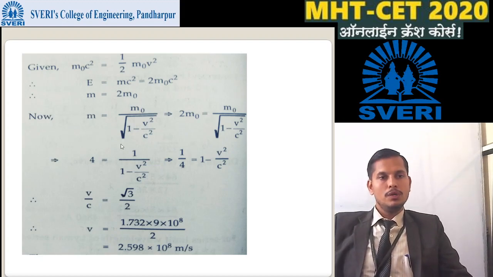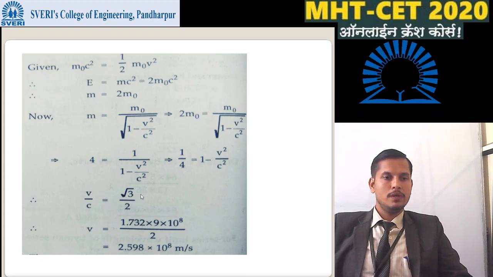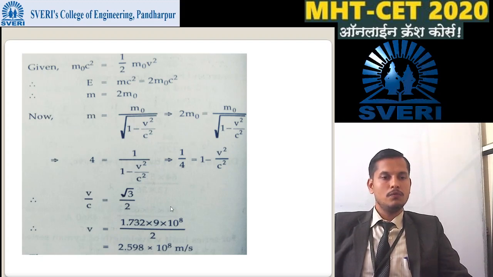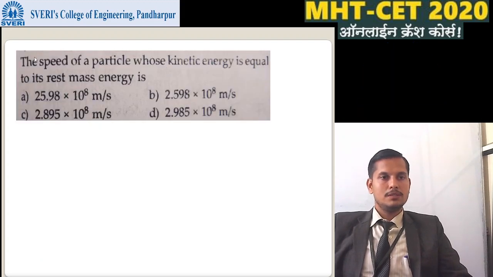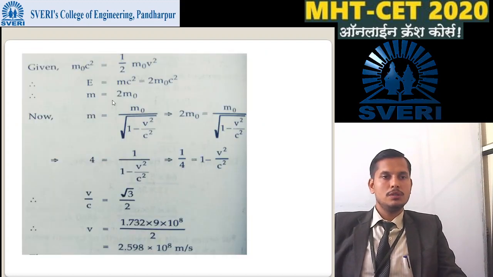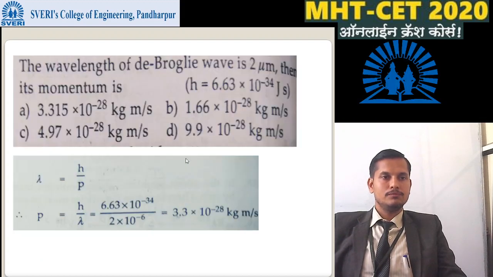Now we know the equation, that is m is equal to m0 divided by under root 1 minus v square by c square. So put value of m as twice m0. After putting this, we know the value of c, and we can determine easily the value of v. So as this MCQ is without numericals, but we have to know the relation, and from that we can get the answer. So let us check next point.